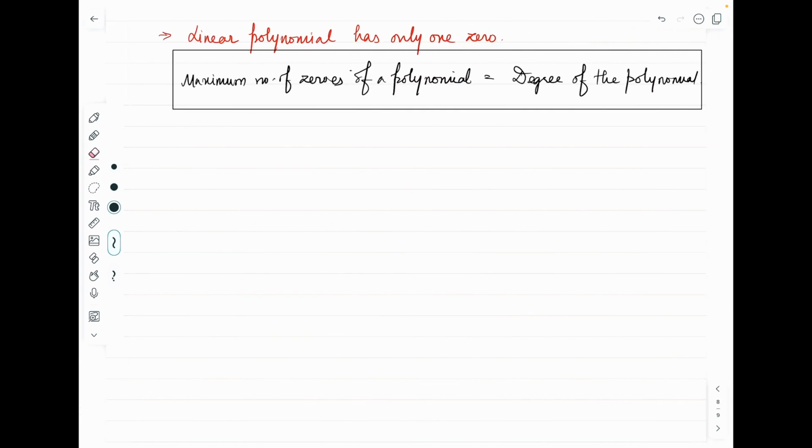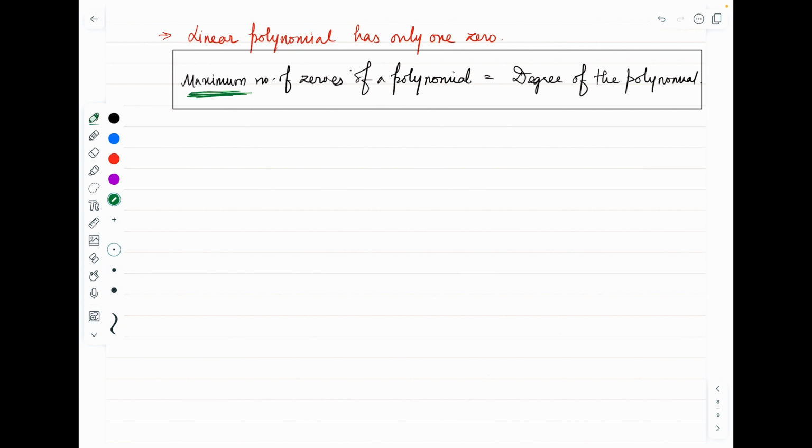But I have written one term, maximum. What does this maximum signify? See, sometimes there is a concept of complex numbers. Sometimes the zeros will not be real numbers. Those will be complex numbers, so they will not be called zeros. Are you getting it? So in some cases, we will not be getting the equal number.